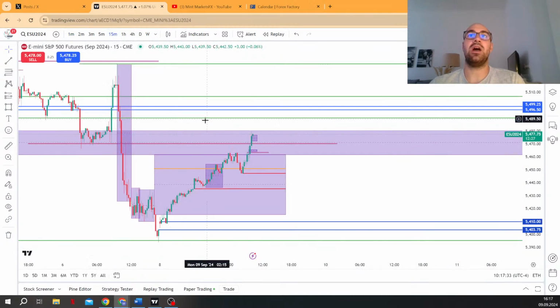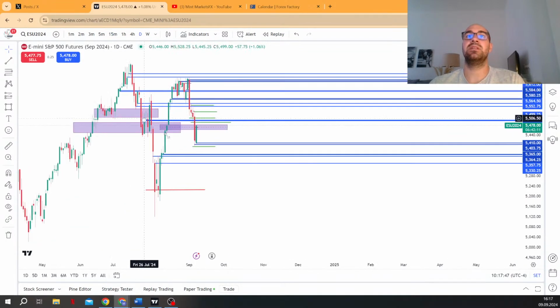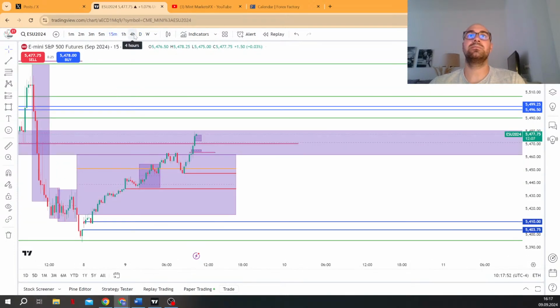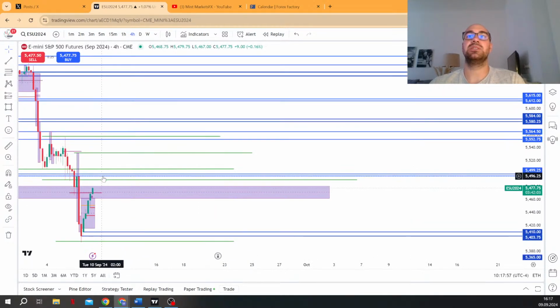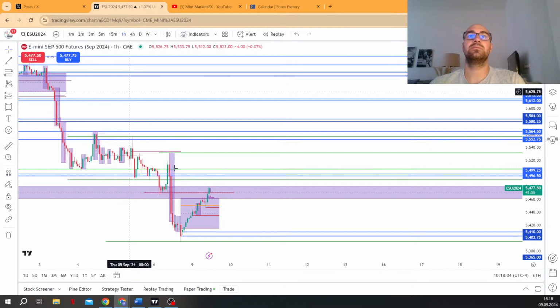And again, if we go higher, the upside targets are 5,490. Obviously, the high of this daily fair value gap here. It's actually an inversion fair value gap, a daily inversion fair value gap. And we have also this new week opening gap here. And of course, the old Friday's high here.